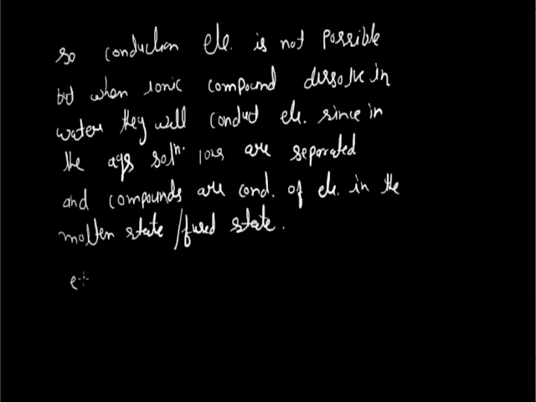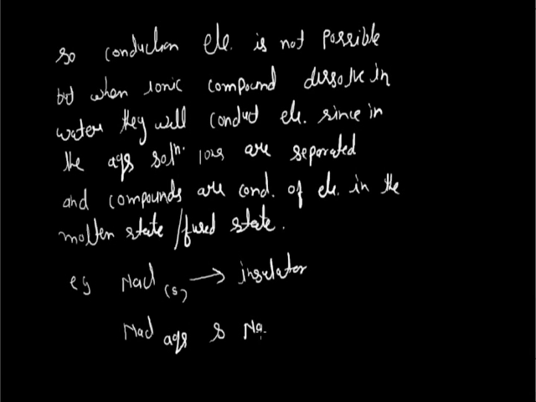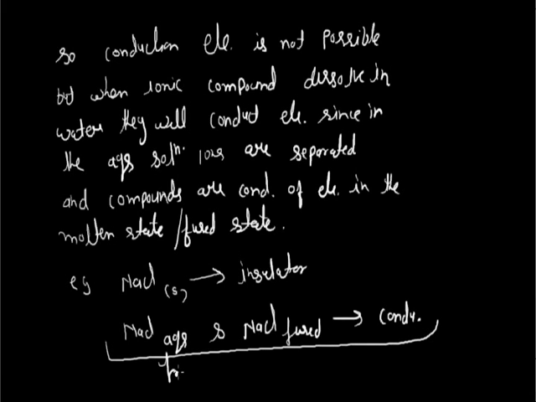For example, we take the example of NaCl. Solid NaCl acts like an insulator, but aqueous NaCl and molten or fused NaCl are both conductors of electricity. These two are conductors of electricity due to the presence of free ions, and solid NaCl is an insulator of electricity due to the absence of free ions.